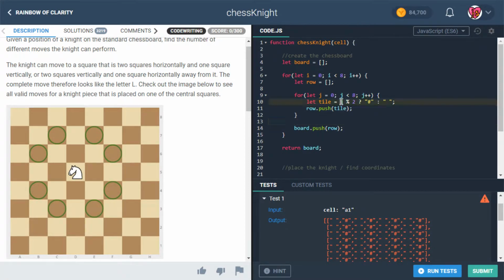And by the way, we're using a ternary operator here, right? So remember, this is the same as saying if j mod 2, then this, else this. Okay, so same sort of thing here. It's just a lot more efficient this way. But we have a bit of a problem, and it's that it's still not looking checkerboardy.